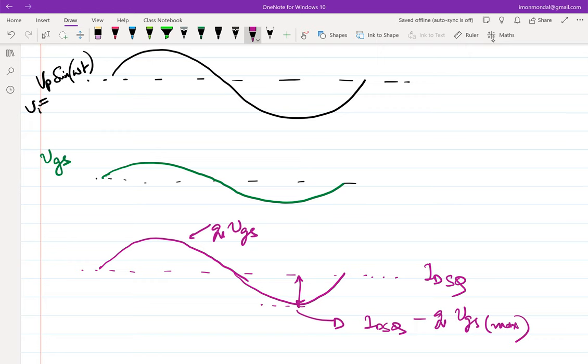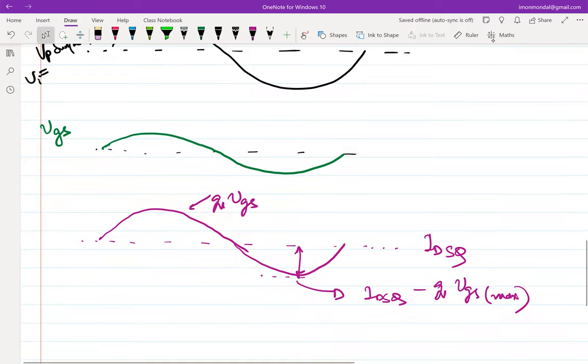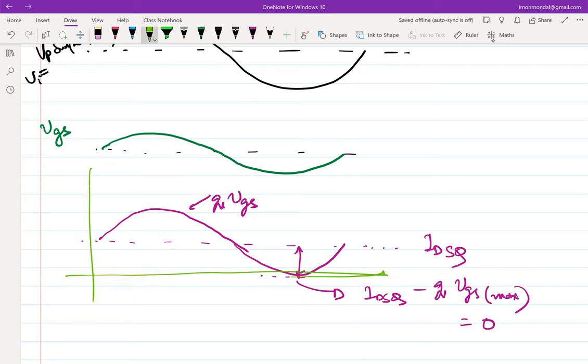right? So when I am trying to figure out the limit to which my transistor signals can swing, what am I doing? I am saying that I will set this to zero, because that essentially means that in the total ID-VD characteristics, your total current in the transistor is hitting zero.